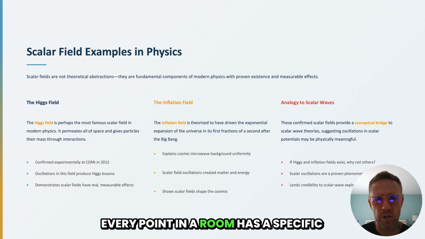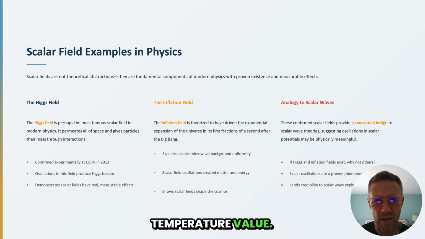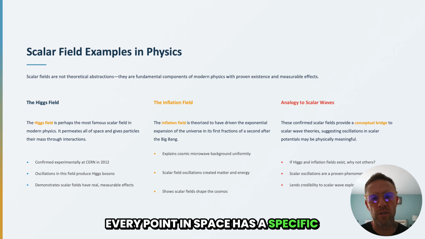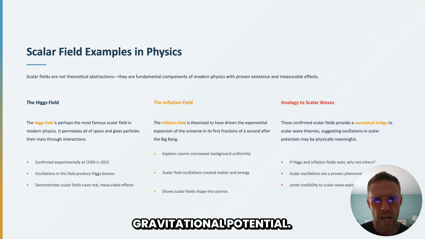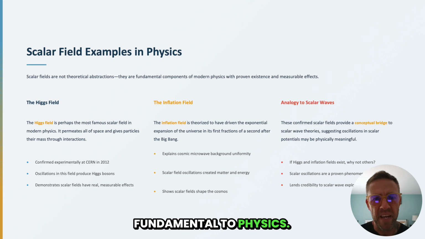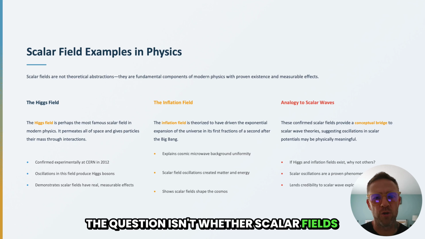Every point in a room has a specific temperature value. Gravitational potential is a scalar field. Every point in space has a specific gravitational potential. So scalar fields are real, measurable, and fundamental to physics. The question isn't whether scalar fields exist.